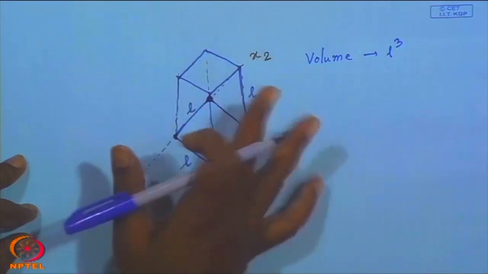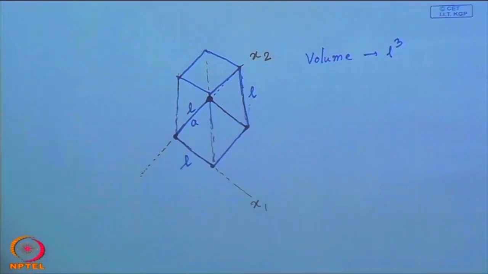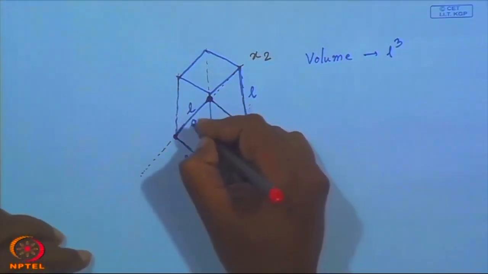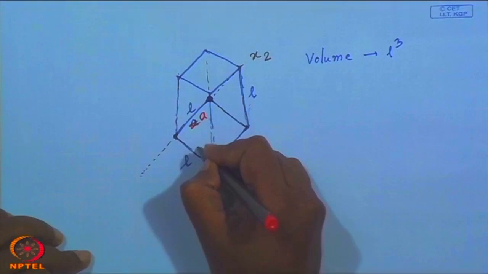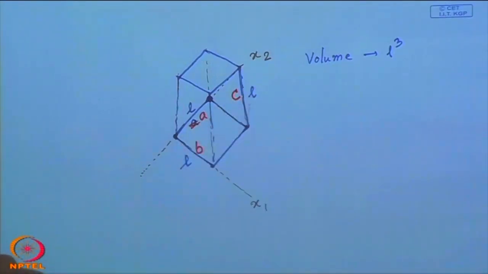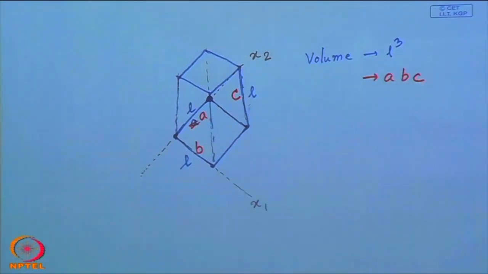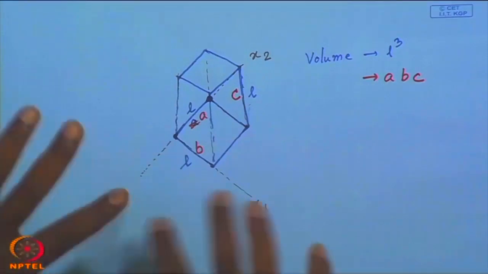Now, if the amounts of drag are different, suppose this drag is A, the amount of this drag is B, and the amount of this drag is C. What I get is a parallelepiped whose volume is simply A, B, C. Right. Now let us use another concept: I have a 3-dimensional space, and in it I have a cube or a parallelepiped.